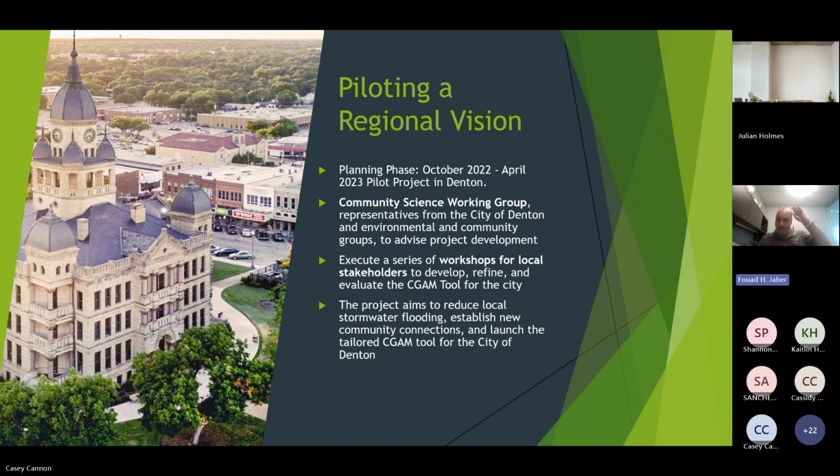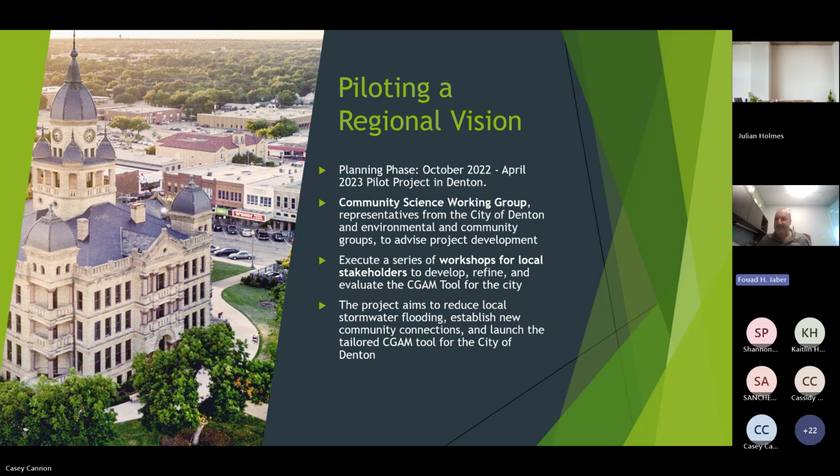And so we were looking at the regional vision. The grant was a very short-term grant. It was a 6-month grant, as you can see here, from October to April 2023, to do a small pilot project in the city of Denton. And then eventually the view was to see if we can get more funding, which we didn't get, to do an application DFW-wise and maybe beyond. But the first thing we did is we organized a community science working group.